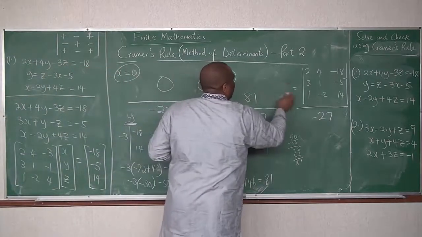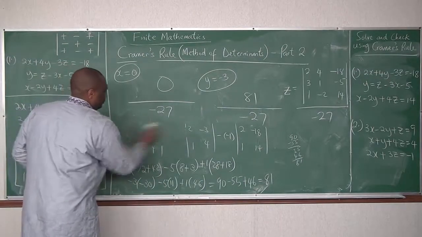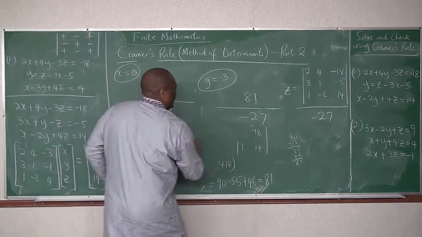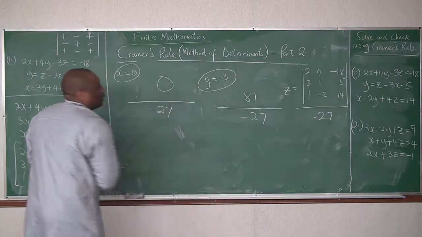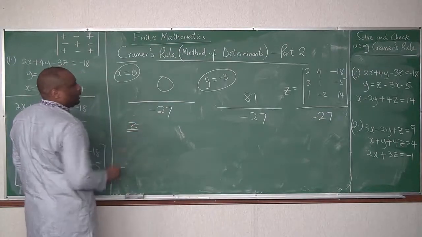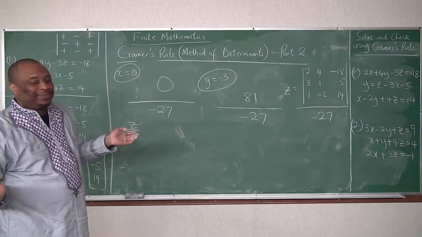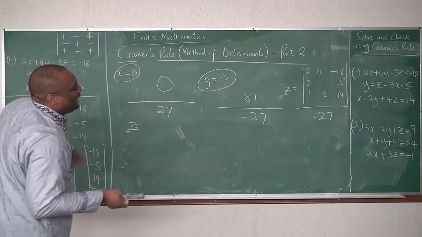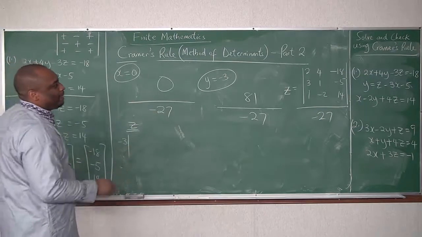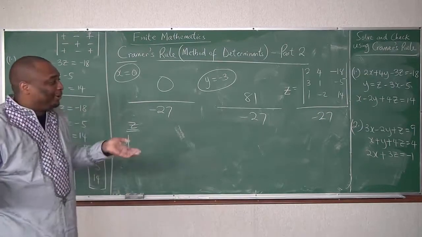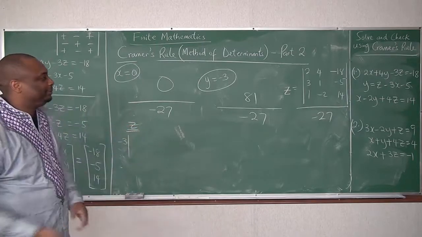So the next one is to find out what? Z. Next one is to find out z. So our z, I still want to use row 2. If I use row 2, this will give me negative 3 determinant. But that doesn't mean you can't use row 1 or row 3. You can, and you will still get the same thing that I got if you do it properly.